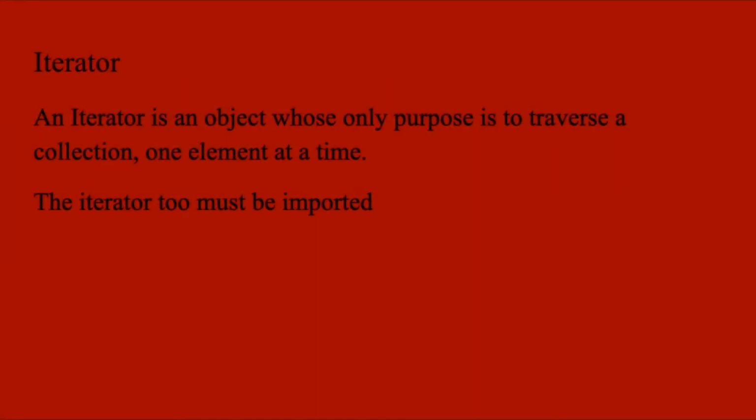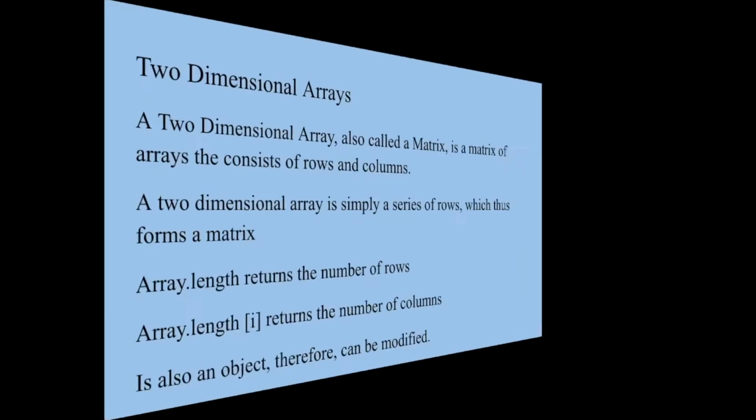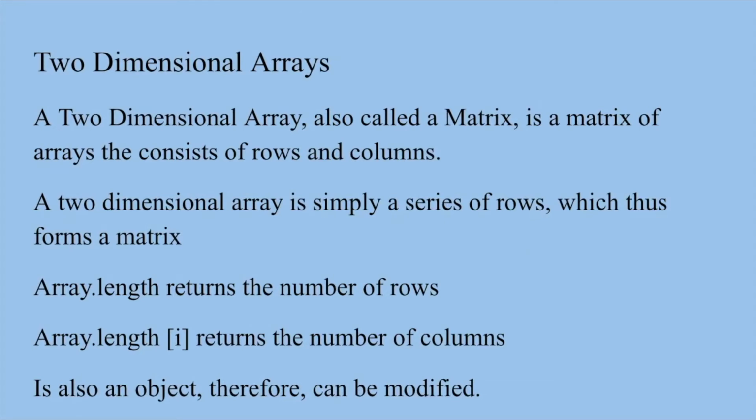An iterator. An iterator is an object whose only purpose is to traverse a collection one element at a time. The iterator must be imported. So now two-dimensional arrays.